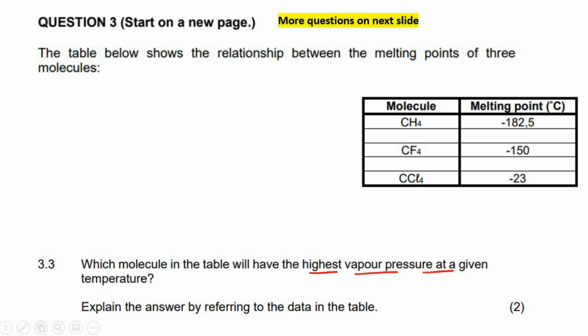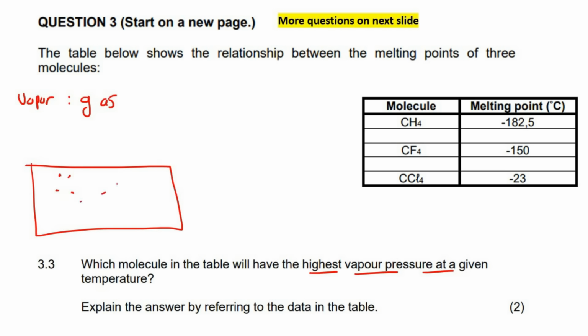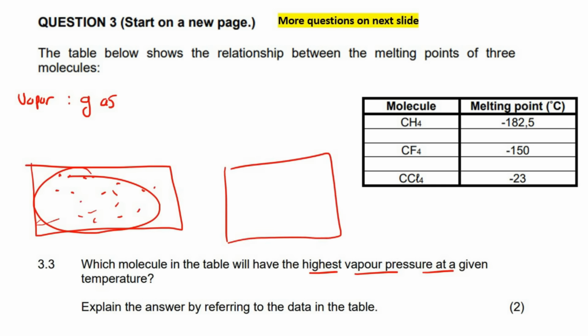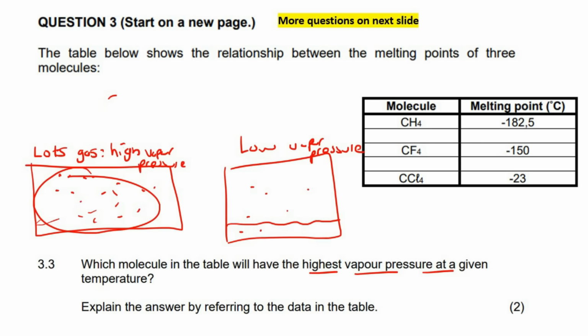Okay, so let's talk about vapor pressure for a little bit. I want you to think about vapor. Is it liquid, solid, gas? Well, that's more of a gas. So if you have a room that is filled with a lot of gas, then we would say that it has a very high vapor pressure. If you have a room that has very little gas, and most of it is in the liquid phase, then we would say low vapor pressure. Vapor pressure is for gases. So if there's lots of gas, then we say high vapor pressure.